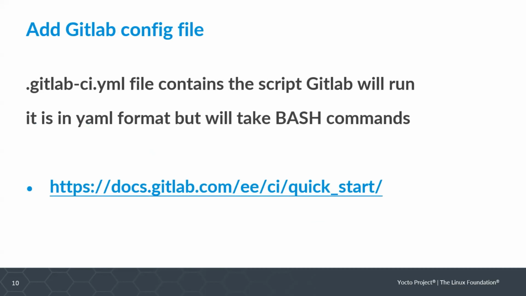So the next thing when you have the GitLab runner set up is you'll need the GitLab config file. The config file is just a very short, simple file that has all the configuration, including basically the script that the runner will run when it runs a job. It's in a YML, a YAML format, but the nice thing is it will take bash commands in there. So that makes it very easy for those of us that are very good with Linux.